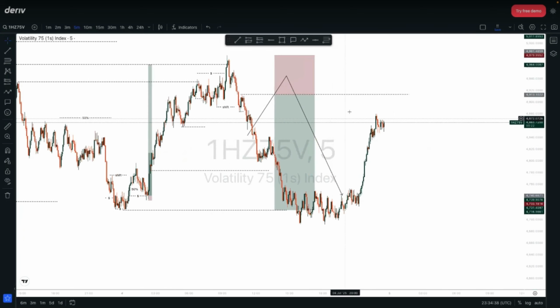But then again, you need to be careful, and the reason why you need to be careful is because the market has already done what a break and retest to take out would do.